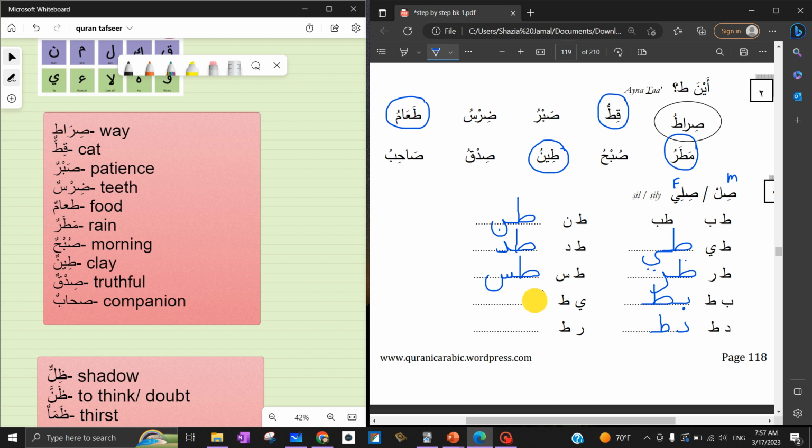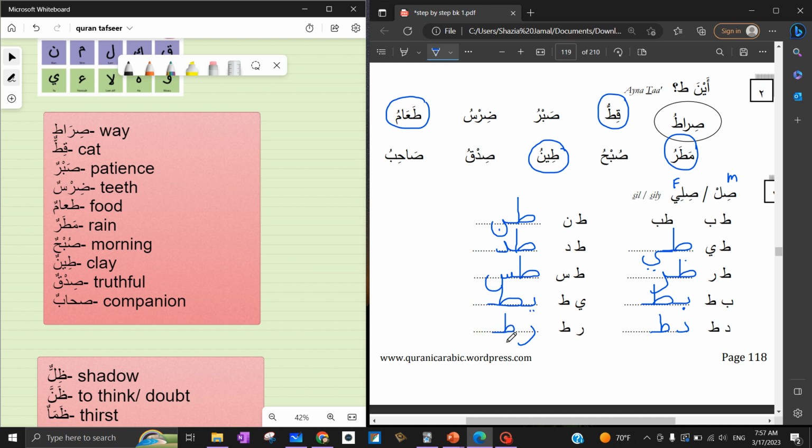In case of ya, we know we will take the half portion, leave the tail. Then make the circle joining with the ya and then putting the tail. Ra is a non-connector from the left side. So we will make it separately and then ta is separate.